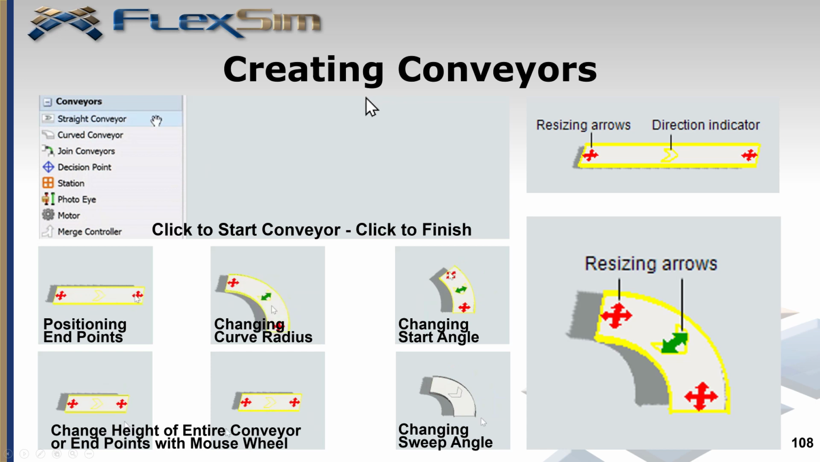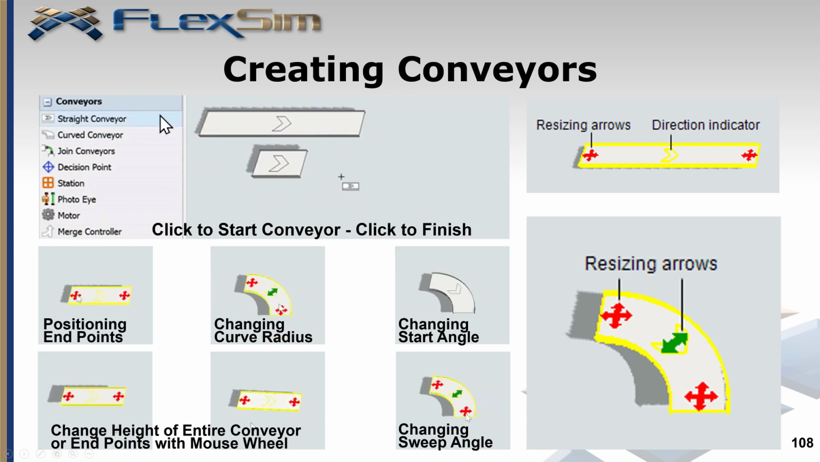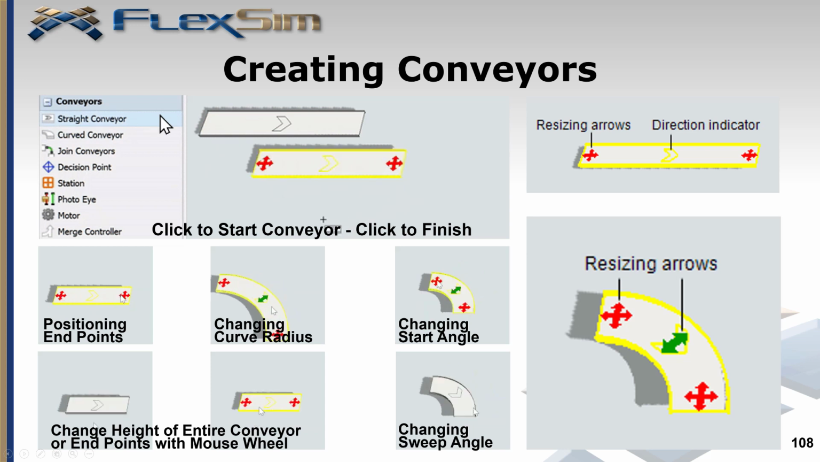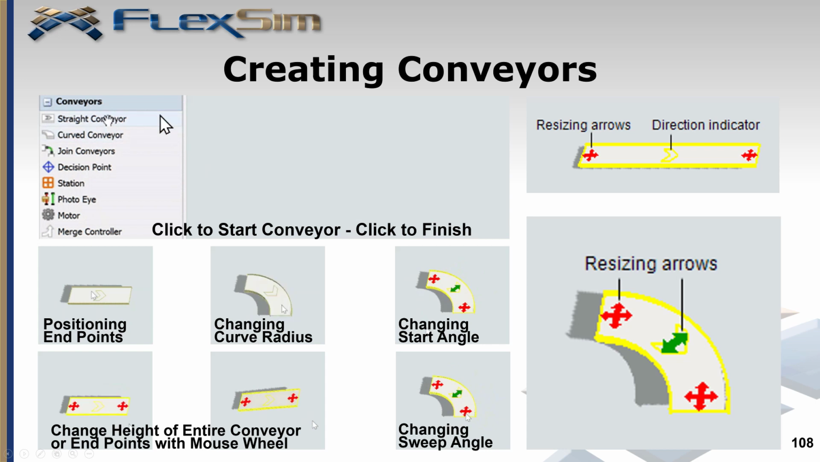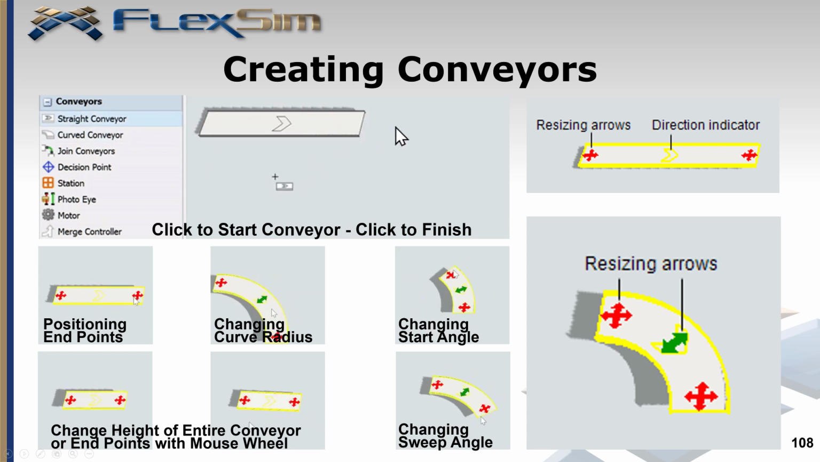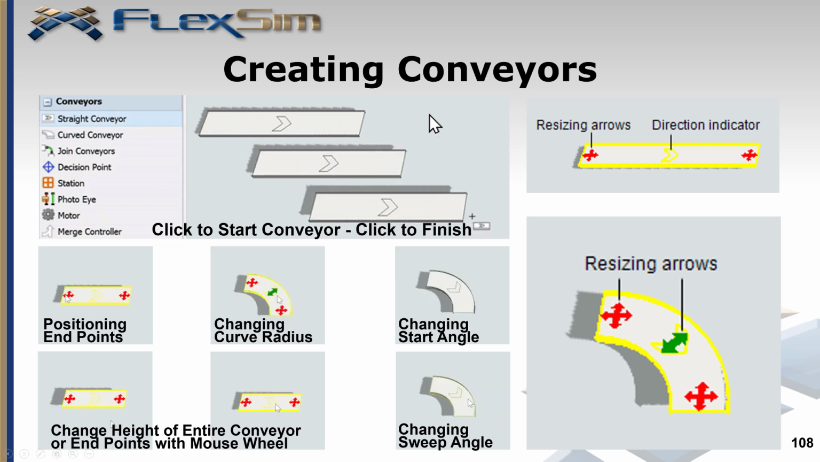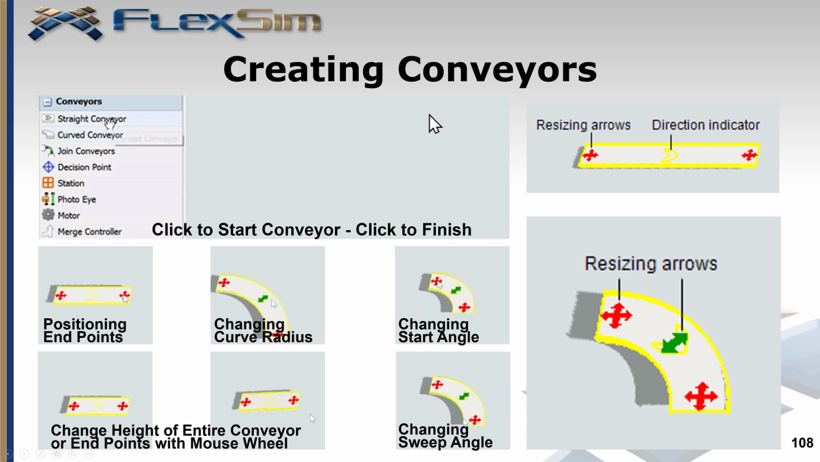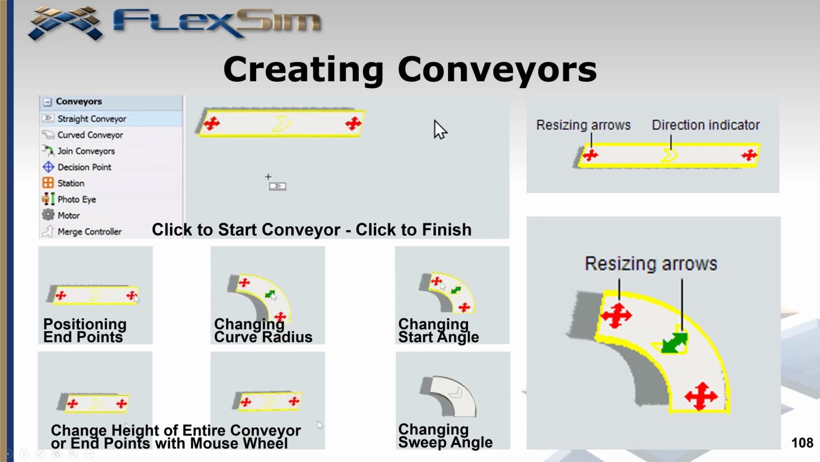And this is being shown in this top left graphic. Select the straight conveyor, then come out in the model, click, move your mouse, click again. Simple as that. So this allows you to accurately create a conveyor start and end point wherever you need them.